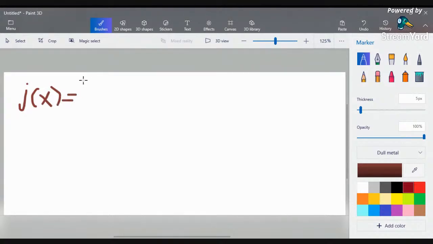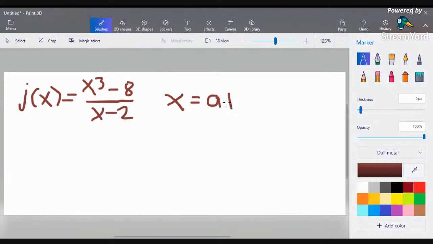equals x cubed minus 8 all over x minus 2, when x is equal to a plus b. Wow. So just substitute a plus b to the value of x. Okay, so let's start.